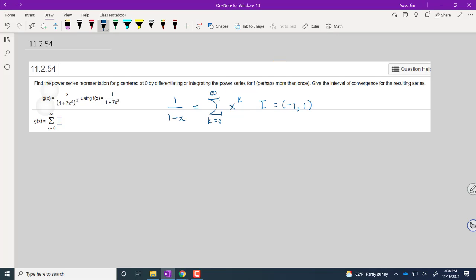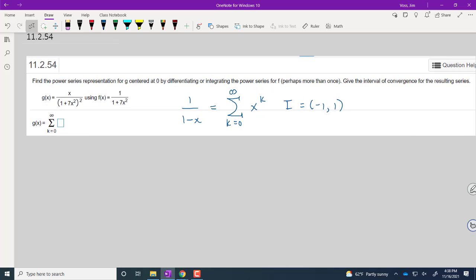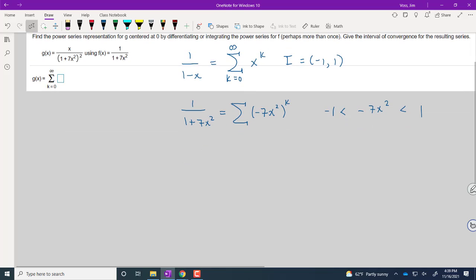Now what are we going to replace x with? Negative 7x squared. So 1 over 1 plus 7x squared. We come in here and we're going to replace this x with negative 7x squared. So then over with the I, we have to replace the x with negative 7x squared. We can divide by negative 7.